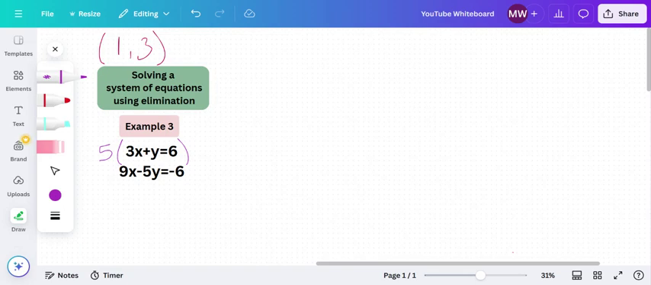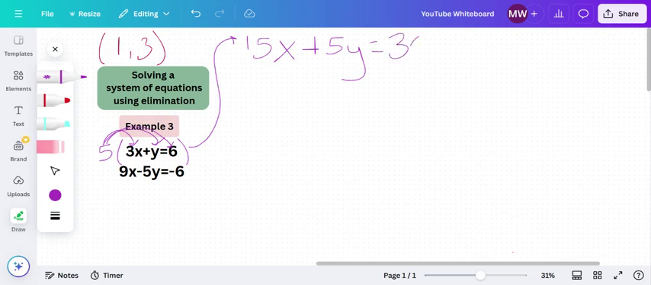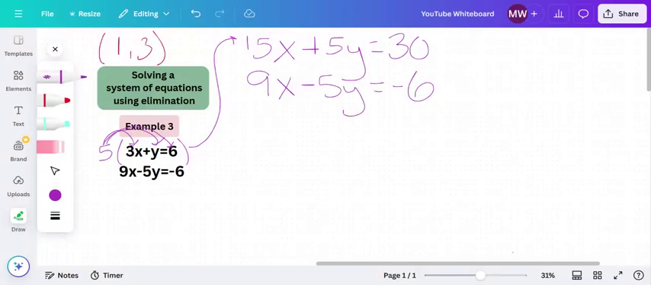If I multiply that y by 5, I have to multiply everything in that equation by 5 so that it stays equal. So I'm going to go ahead and rewrite the equation just like before. We're going to do our multiplication. So 5 times 3x is 15x. 5 times y gets us plus 5y. And 5 times 6 gets us 30. Again, we did not change anything about the second equation, so I'm just going to write it how it is. 9x minus 5y equals negative 6.